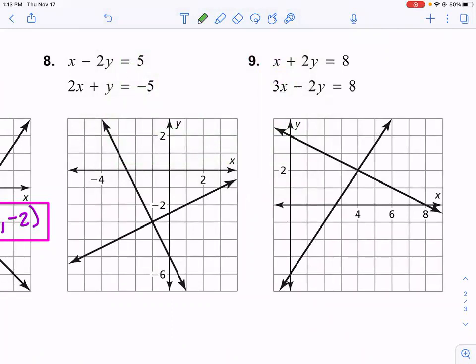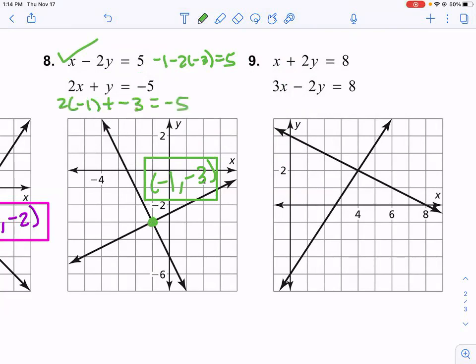Colin, where do these two lines intersect? -1, -3. Elliot, did -1, -3 work in this first equation? -1 minus 2 times -3 equals 5. Reagan, does -1, -3 work in the second equation? Yes. All right, well, that was nice because they graphed them for us.